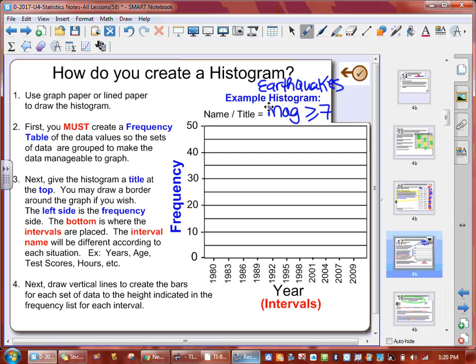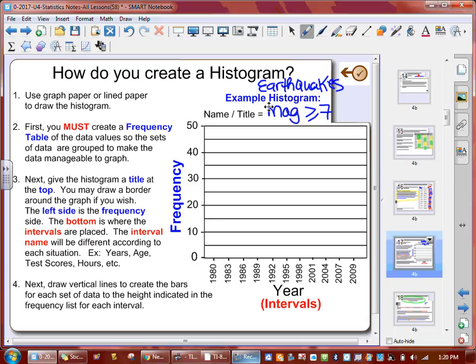So now we gave it a title. Now it says we draw a border around our graph if we wish. We do have a square border. Now it says the bottom is where we place our intervals. So our intervals are placed here. Then it says the interval name is different according to each situation. So here we're talking about years. It could have been heights of something.